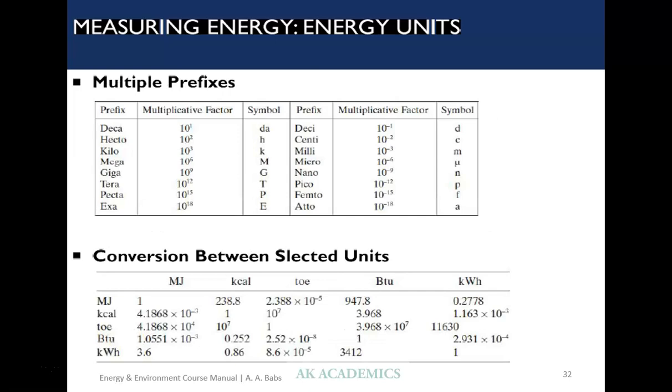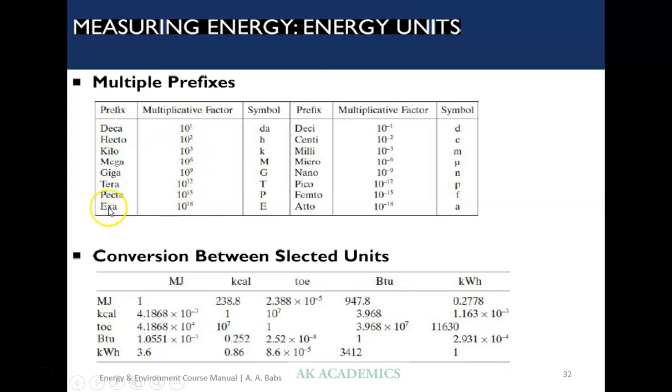There are several energy units that you should be familiar with. We have multiple prefixes, and then we have some conversion between selected units. So you can see we have the prefixes here, and we have the multiplicative factor. For giga it is 10 raised to the power 9, as we know. For mega it is 10 raised to the power 6. For kilo it is 10 raised to the power 3. For deca it is 10 raised to the power 1.